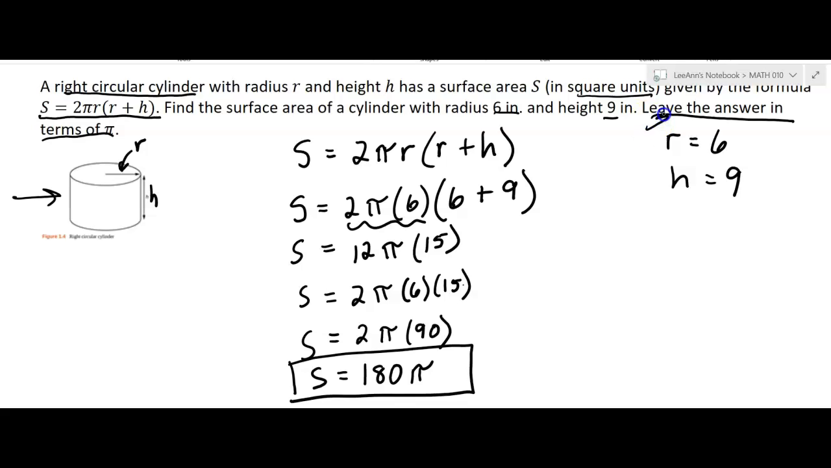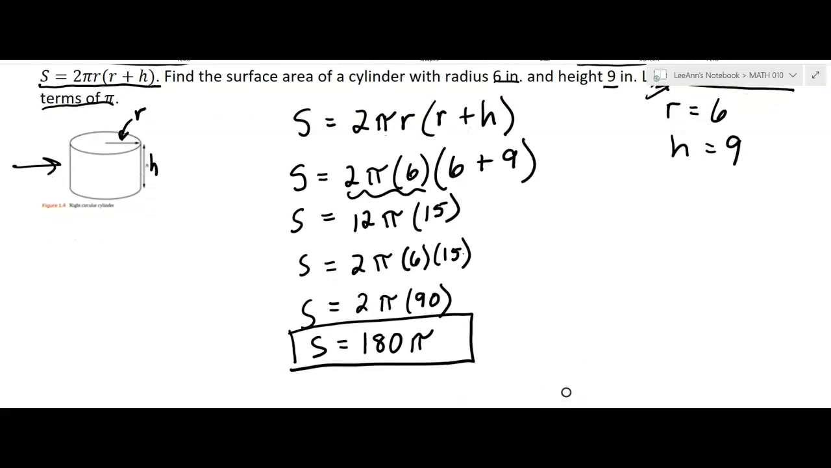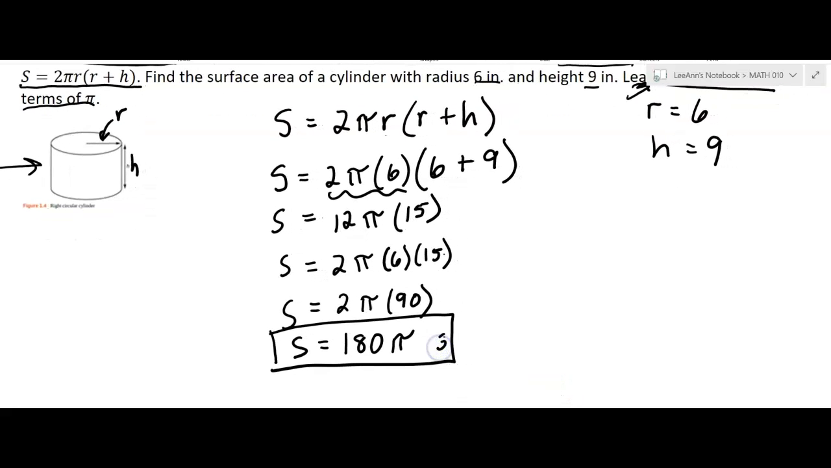But remember, the direction said, leave the answer in terms of pi. So they don't want you to multiply it out. They just want you to put 180 pi. Now, you should put the units on it, and it would be square inches. So you can either write that as square inches like this. You'll see that like if you go to buy carpet or something at Home Depot, they'll usually write SQIN for square inches, or you can put inches squared like that. So either way. Okay, but 180 pi square inches.